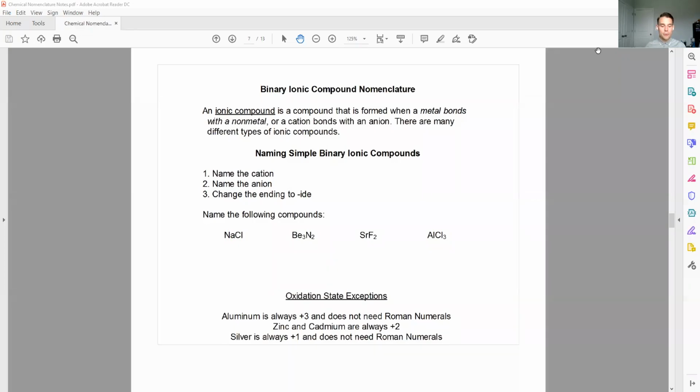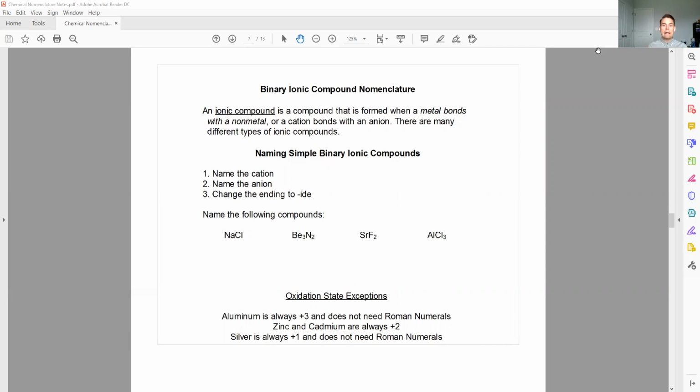Hi, everyone, and welcome to Module 3, Lesson 3, where we're going to go over ionic nomenclature. Now, these notes, I'm going to jump back and forth because I want to do naming, then writing, naming, then writing. So just bear with me as I flip through a little bit.